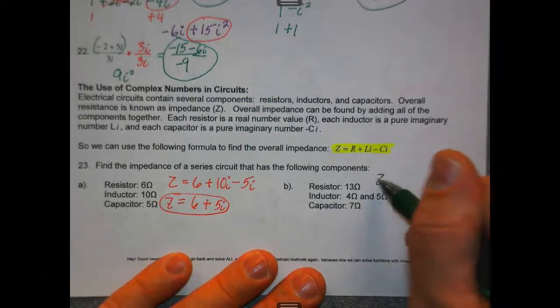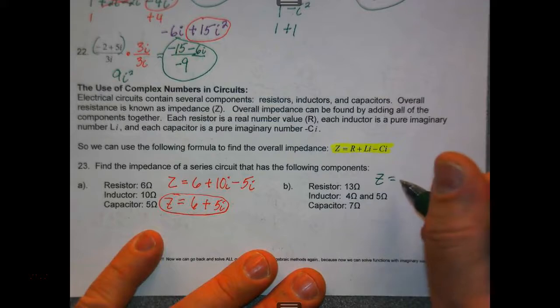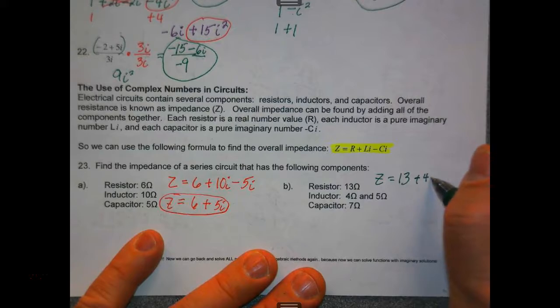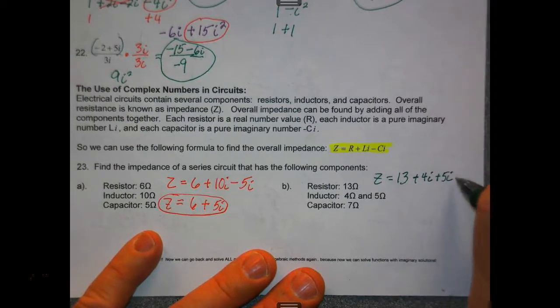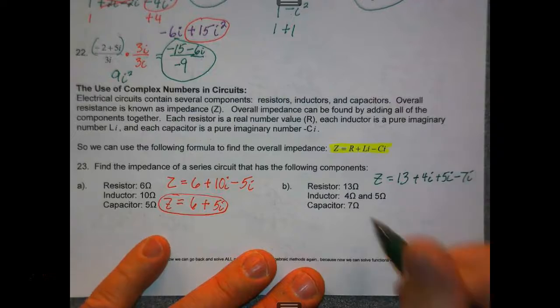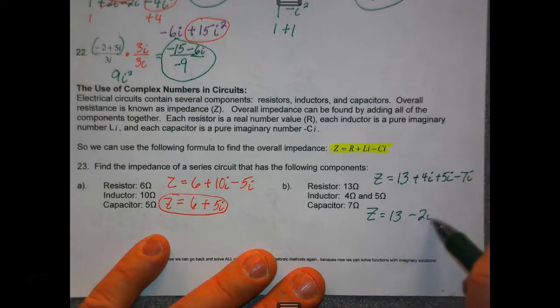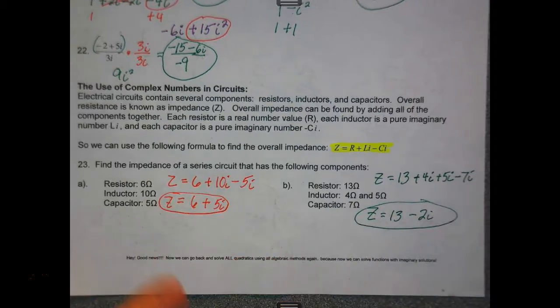Let's see. Z equals resistor is 13 plus 4i plus 5i minus 7i. So Z is going to equal 13 minus 2i. I'm assuming we have to use i in this section. Questions, comments, concerns? Wonderful. Do your bookwork.